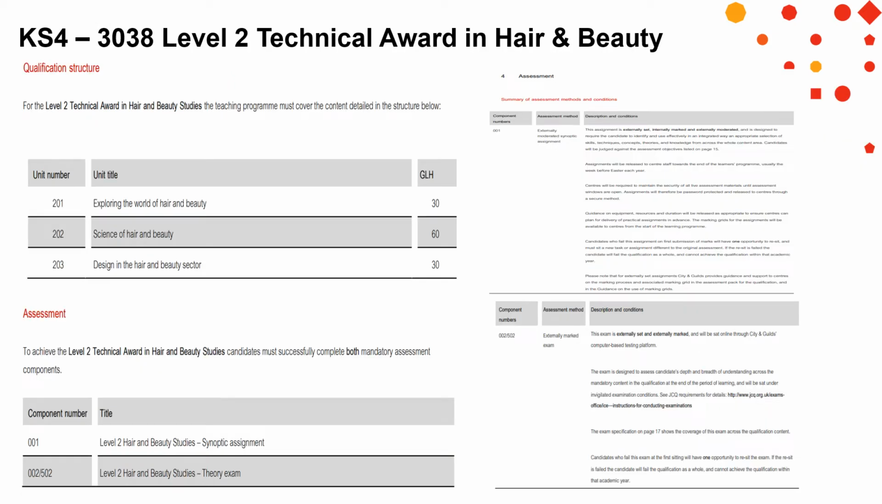This slide is taken from the Qualification Handbook. It gives you the qualification structure for this award. This award has 3 mandatory units: 201, Exploring the World of Hair and Beauty; 202, Science of Hair and Beauty; and 203, Design in the Hair and Beauty sector. The assessment for this technical qualification includes a knowledge exam, online or paper-based, and a synoptic assignment. This is released at the start of the academic year to help support tutors' preparation, but is not released to the learners until a specific date.